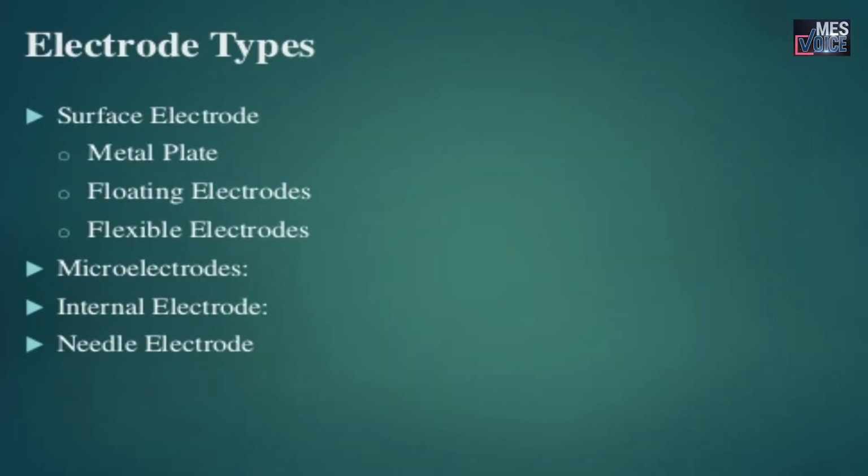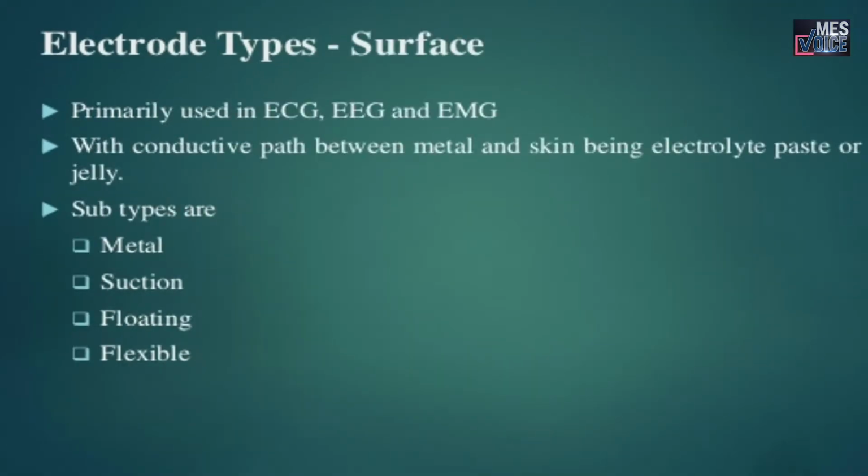There are different types of electrodes. The first is the surface electrode, the second is microelectrodes, the third is internal electrodes, and the fourth is needle electrodes. The surface electrodes are again divided into metal plate, floating electrodes and flexible electrodes. So next we will see surface electrodes.